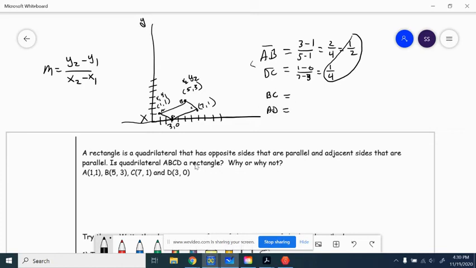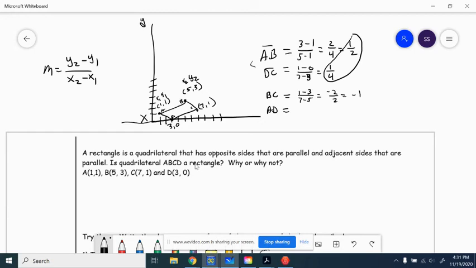Find the slope of BC. I'm just going to plug it into the formula, so that's going to be 1 minus 3 over 7 minus 5. So we're left with -2 over +2, which reduces down to -1.